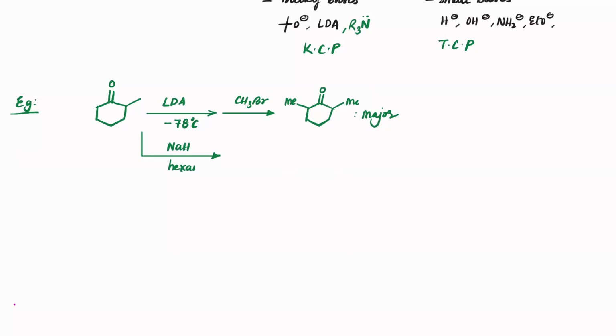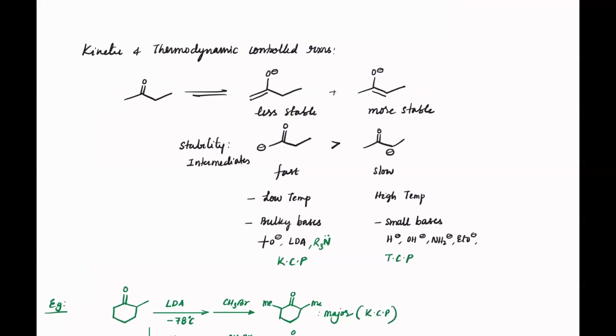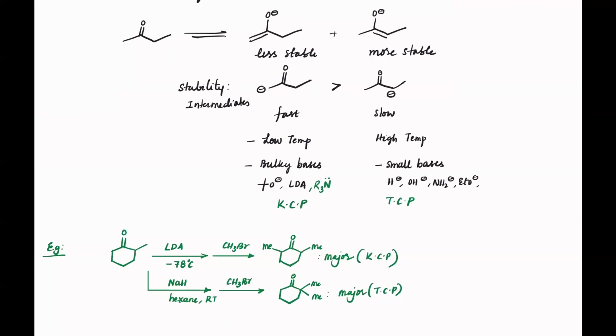at normal temperature or room temperature, or temperature is not even mentioned. And then I'm treating that with CH3Br. So this time the major product you will get will be methyl and methyl. So this is major. The first one is based on the stable intermediate, so this is called KCP. The second one is based upon stable double bond, enolate. So that is TCP. Correct? So you should be able to figure out which case is KCP and which case is TCP. Please check, everybody.